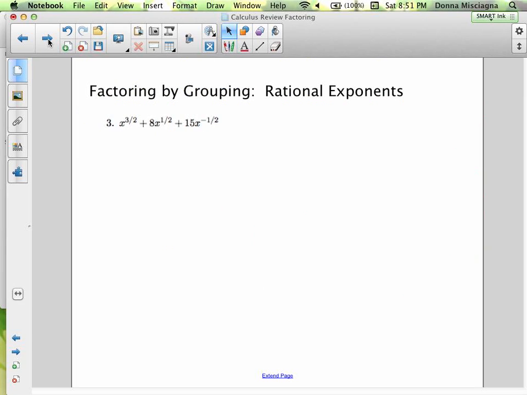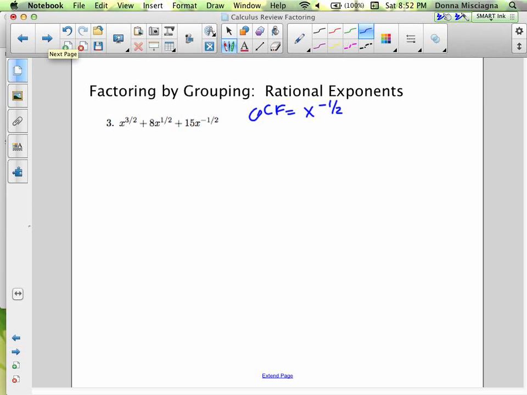All right, this one is just a factor by grouping with rational exponents. Actually, we're just going to pull out a greatest common factor. I don't know if we can do more, but I think once we pull out a greatest common factor, we might be able to factor a little bit more. So we've got x to the 3/2, x to the 1/2, x to the negative 1/2. Who's the smallest? x to the negative 1/2. So the greatest common factor is x to the negative 1/2.